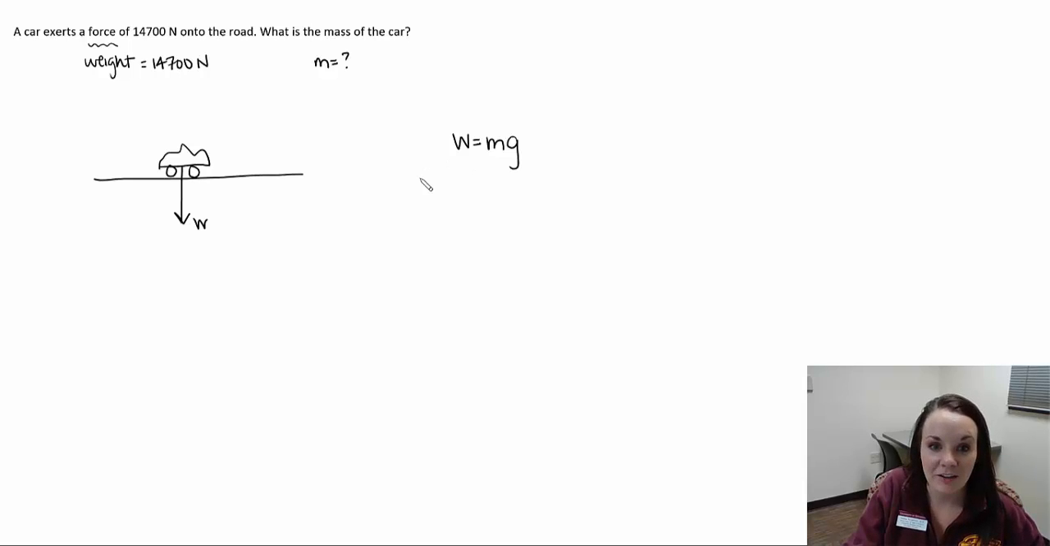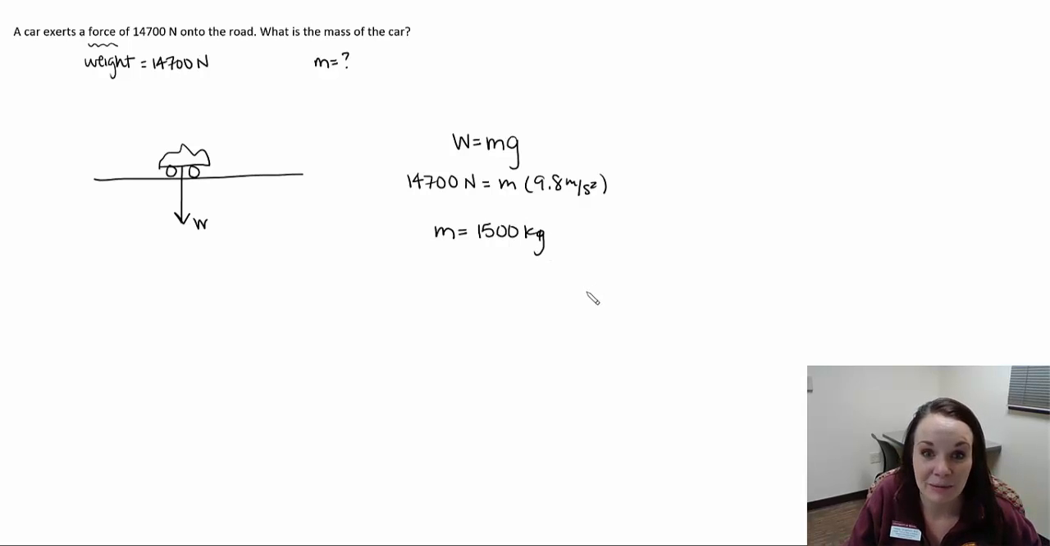And on Earth, we remember that gravity is 9.8 meters per second squared. So all we need to do is plug in the values that we know and then solve for m. And when I divide this over, I get a mass of 1,500 kilograms. And that's it. That's how we solve the problem.